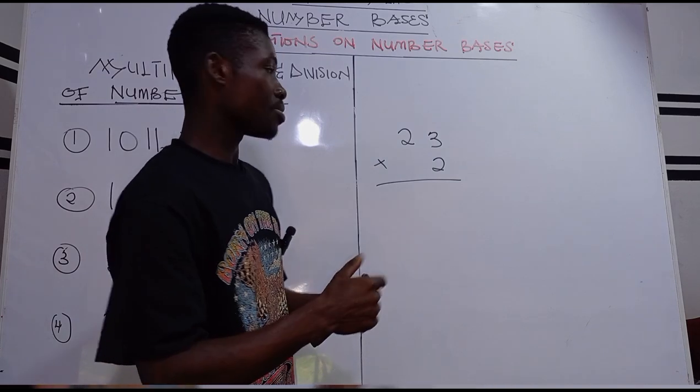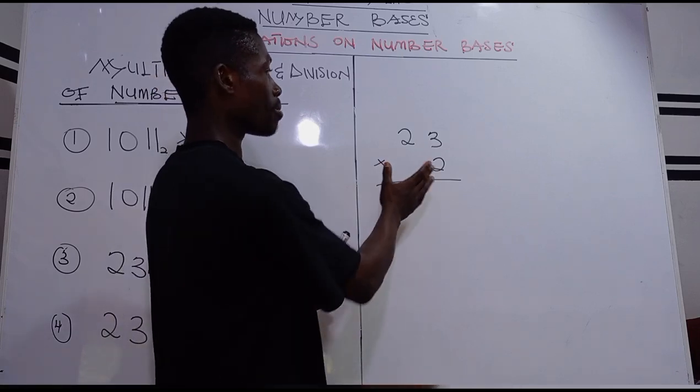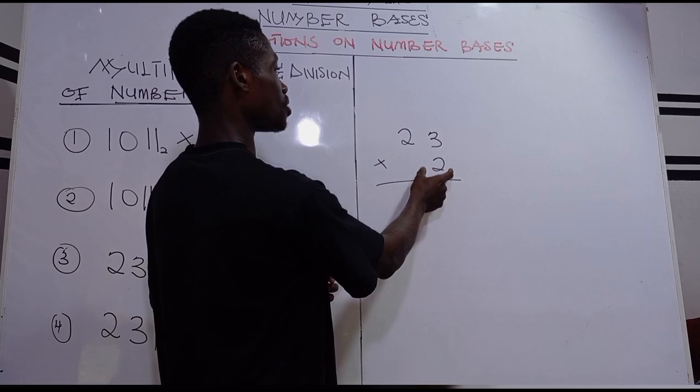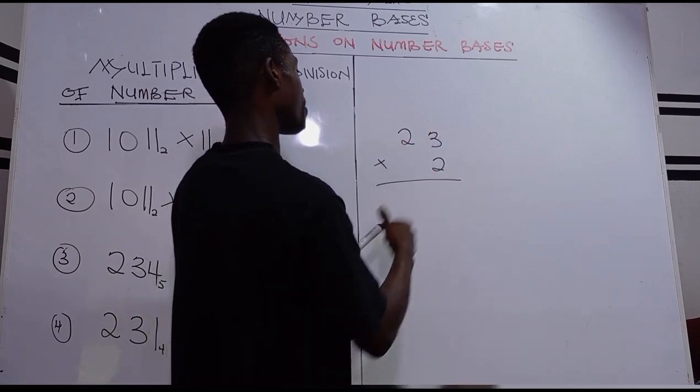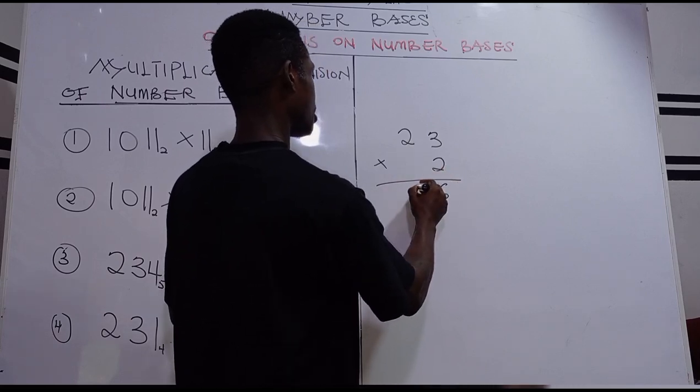Is that clear? Good. So in our normal multiplication of numbers, we know that we are going to use the 2 to multiply each of these numbers. So we are going to get 2 times 3 gives us 6, and 2 times 2 gives 4.